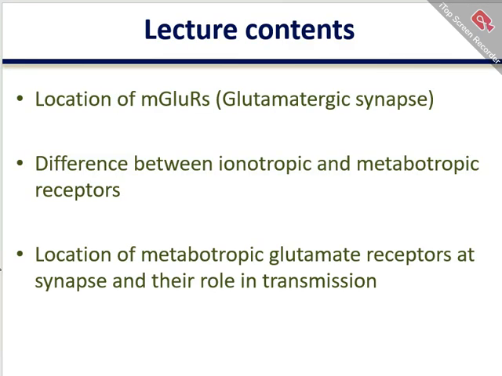So the lecture contents are the location of metabotropic glutamate receptors. They are located at the glutamatergic synapse. Then the difference between ionotropic and metabotropic glutamate receptors, and the location of metabotropic glutamate receptors at the synapse and their role in neurotransmission. These are the three major points that I am going to cover in this presentation.